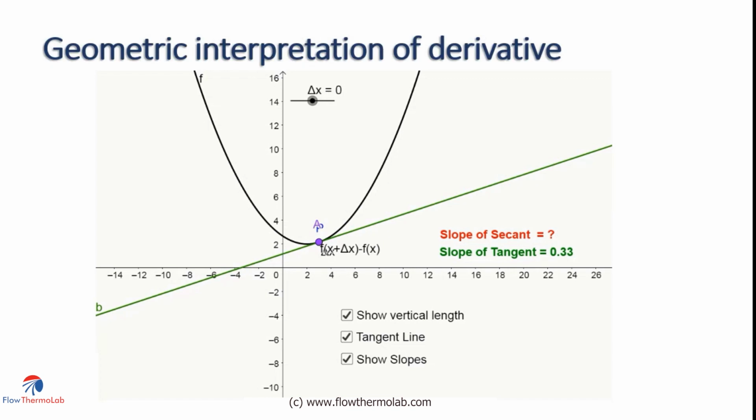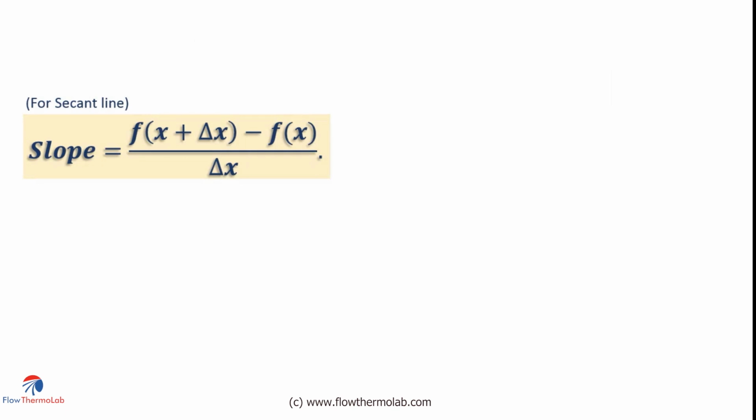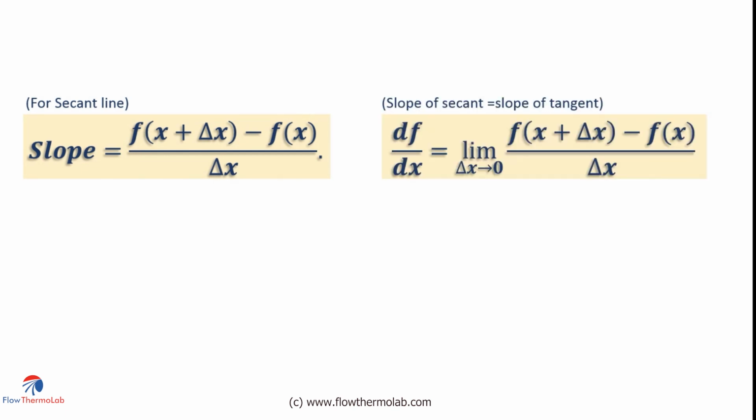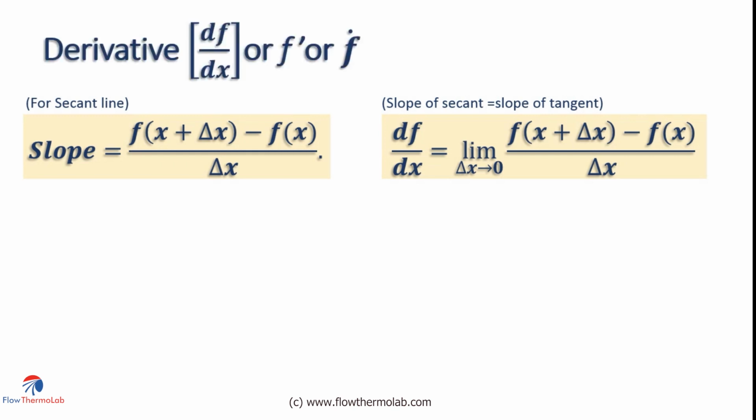Now let us try to formulate what we have observed geometrically here in the form of an equation. The slope, that is the ratio of the change in the value of the function delta f with a small change in delta x, is equal to df by dx, that is nothing but f of x plus delta x minus f of x divided by delta x, when the limit delta x tends to 0. That is very important. That is when delta x is coming closer and closer to 0, but not 0. This is called the derivative, written as df by dx or f dash or sometimes even f dot.